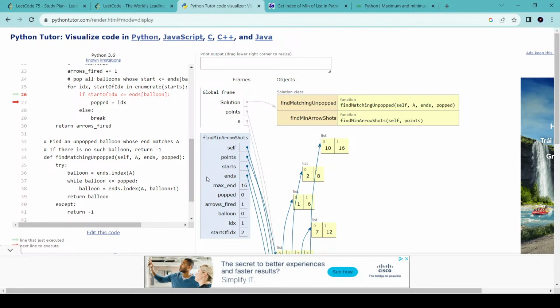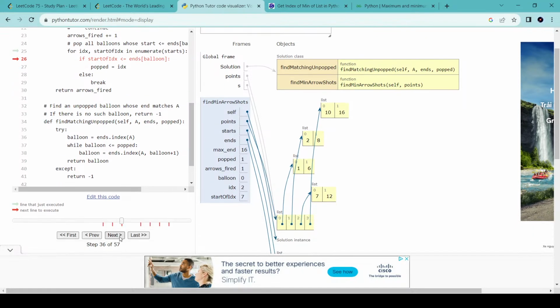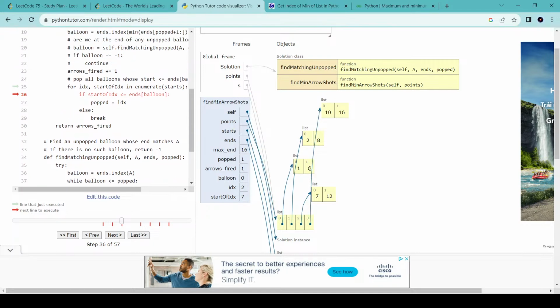Okay, and then now it should pop the other balloon. Pop equals 1. You should pop both balloon 0 and balloon 1. Balloon 0 is 1 6, balloon 2 is 2 8. Because we are firing at position number 6, A equals 6, even though it's not listed here, we're aiming at balloon 0, and the right hand side of balloon 0 is 6. It should hit both balloon 0 and balloon 1.